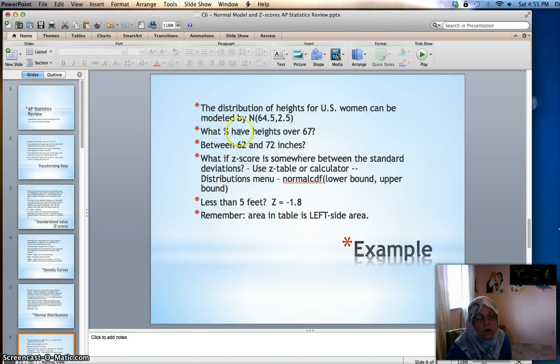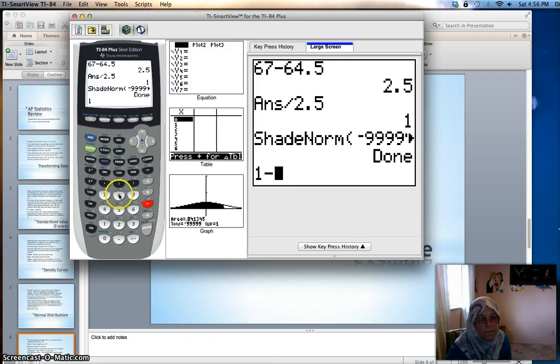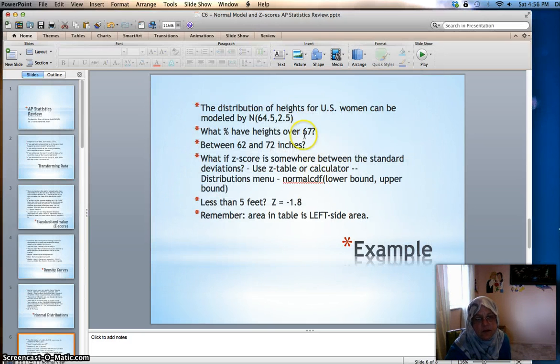So what percent of women have heights over 67? Well, 1 minus the 84%, right? Since this is at the 84th percentile, 1 minus 0.84, excuse me. So that would be 16% of women have heights over 67 inches.